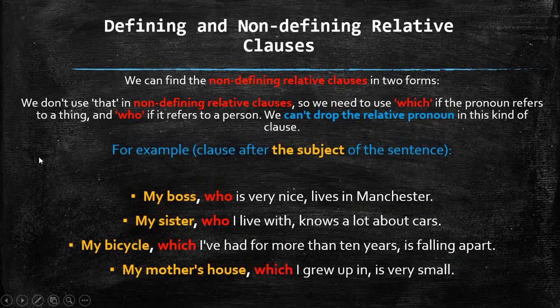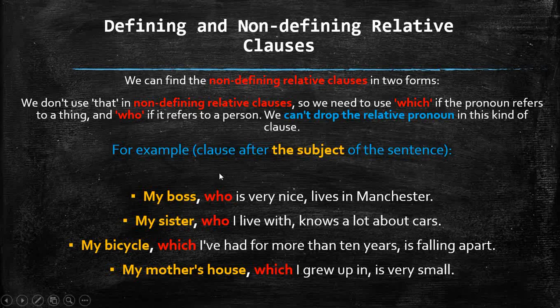Now we're going to talk about non-defining relative clauses, okay? We can also find them in two forms. But look at this. With the non-defining clauses, we don't use that. So we need to use which if the pronoun refers to a thing, and who if it refers to a person. And we can't drop the relative pronoun in these kinds of clauses.